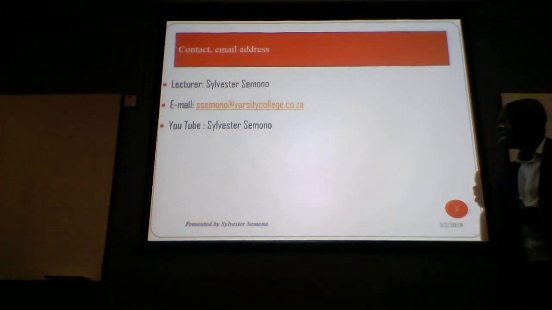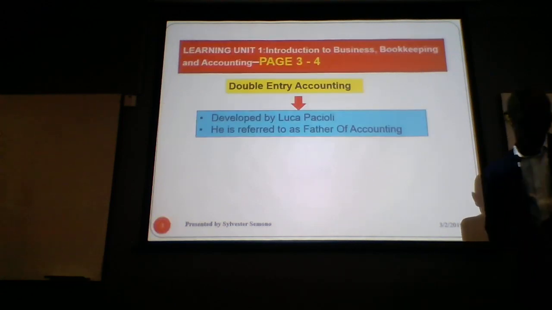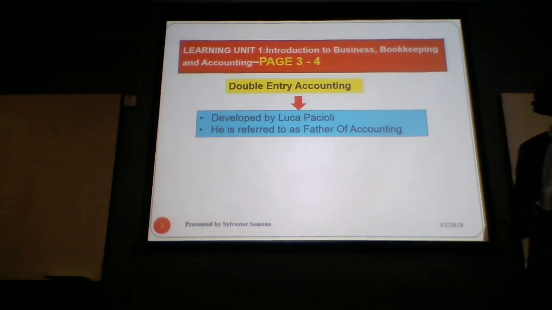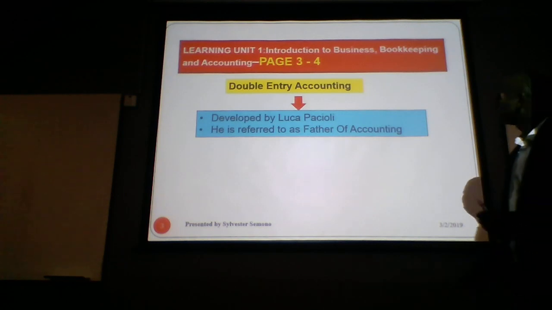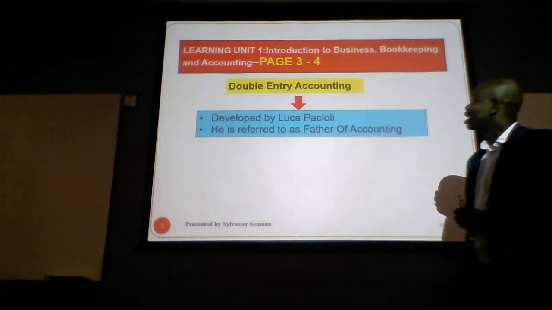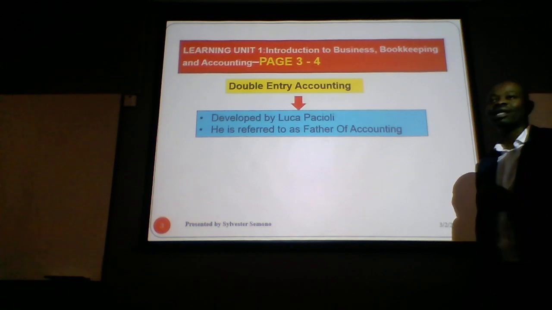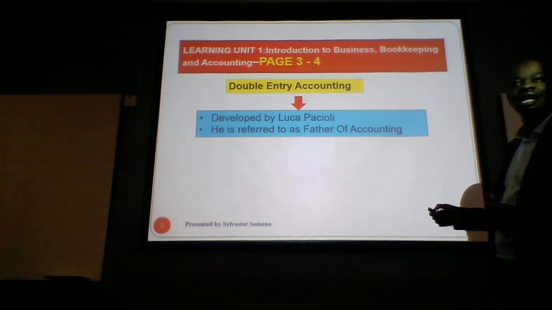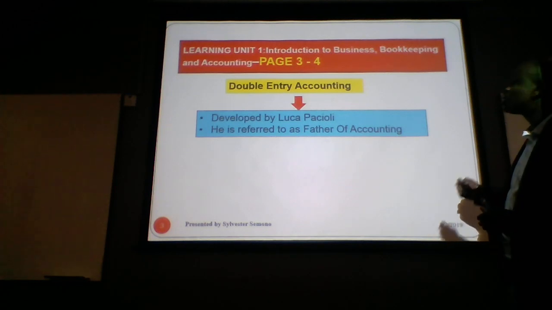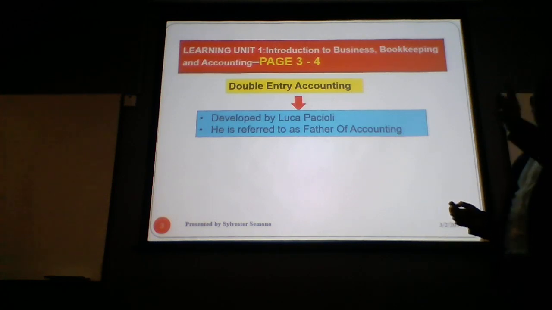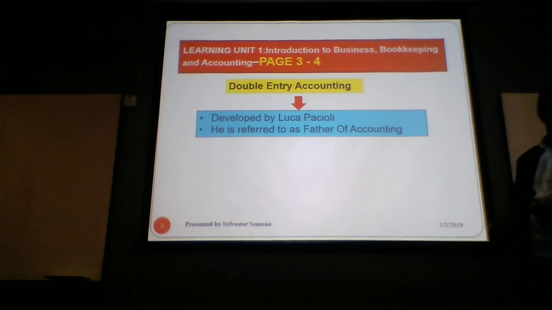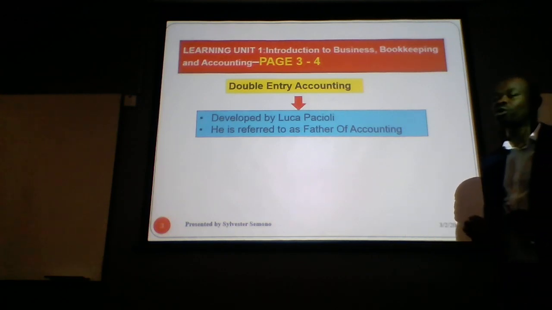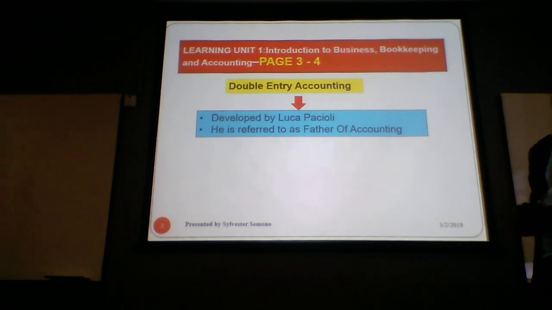Okay. Now let's not just waste time. This is aligned to a textbook. Firstly, as you can see, our learning unit is Introduction to Business and Bookkeeping and Accounting. So at the end of the day, I want us to understand the difference between bookkeeping and accounting, because most people don't know that these two things do differ a bit. But don't worry, we'll end up understanding that. And again, there's a system that we're going to learn, which is called what? The double entry system.